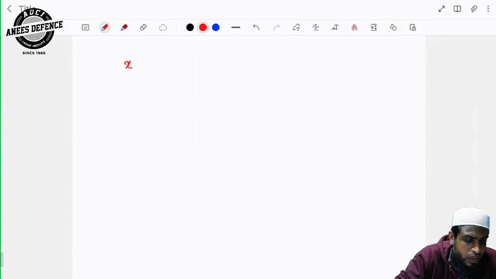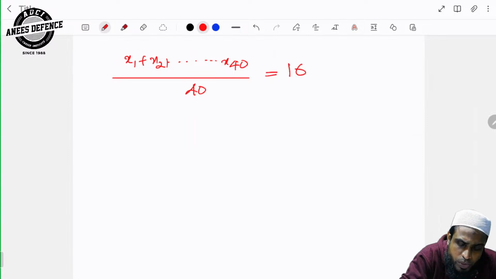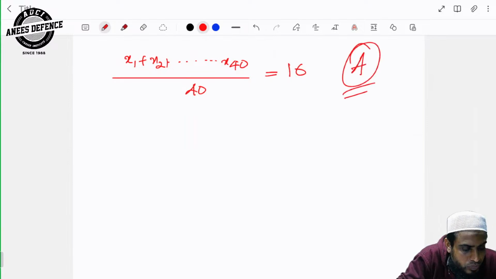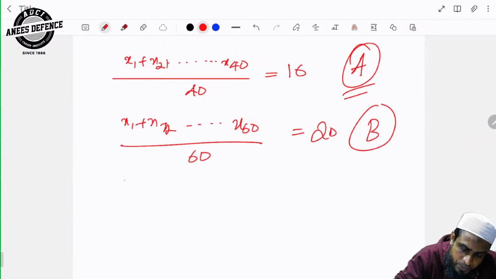The average age of 40 students of a class: x1 plus x2 up to x40, the total age, divided by 40 equals 16. This is for class A. And the average age of 60 students of class B is 20 years. Find the average of both the classes. This is a simple question.